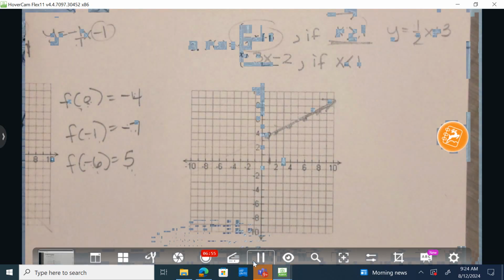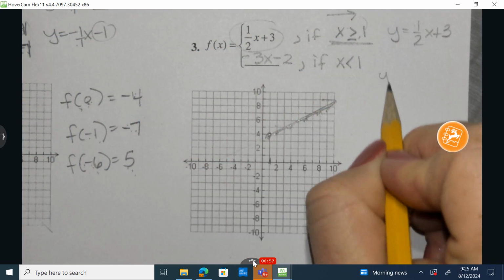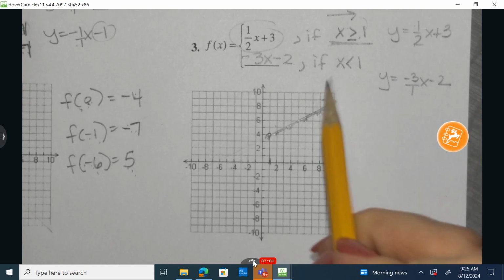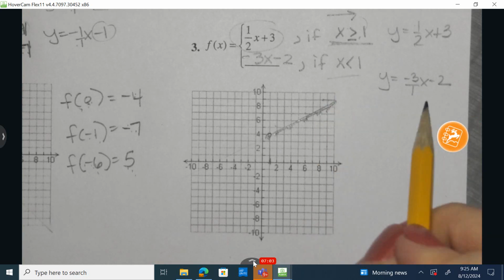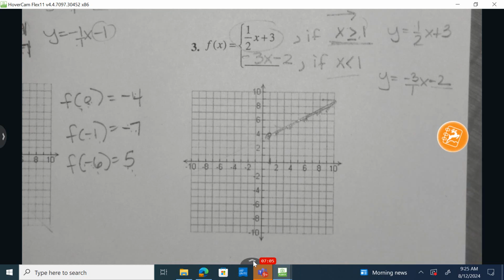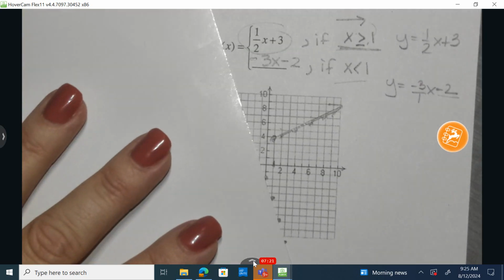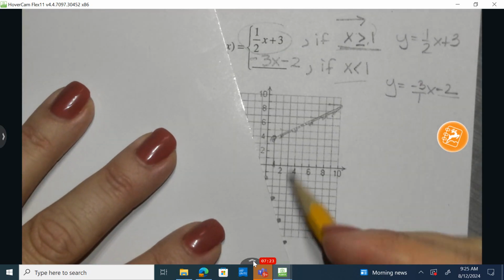So let's do the next part. I'm going to think of this right now as y equals negative 3 over 1x minus 2. I'm forgetting about this constraint right now. I start at negative 2 on the y-axis. The slope is down 3, 1, 2, 3, and over 1. Down 3, and over 1. Now I'm going to take my straight edge, and I'm going to connect those points.